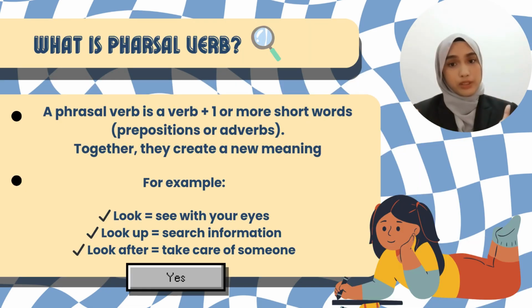We wonder, what are phrasal verbs? A phrasal verb is a combination of a verb and one or more short words, such as a preposition or an adverb. When combined, they create a new meaning, which is sometimes different from the original verb. For example, the verb look means to see. But phrasal verbs give new meanings, such as look up, to search for information, look after, to take care of someone, and look out, which means be careful. So, even though the word look is the same, the meaning changes when we add different small words.